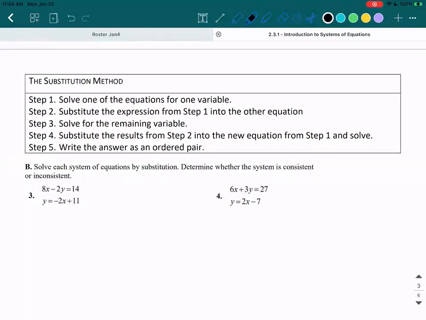All right, welcome back. We're going to do the substitution method. So this is how you solve the system of linear equations without a graph. Okay, so as you can see, there's no graph here. So here are the steps written out for you.